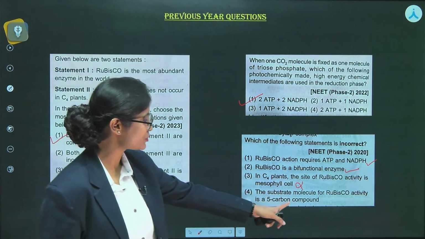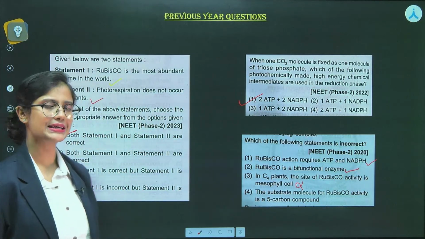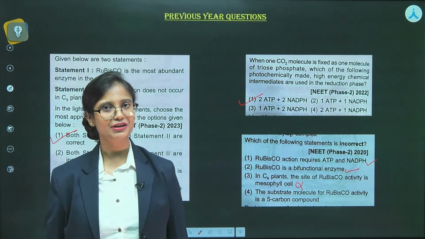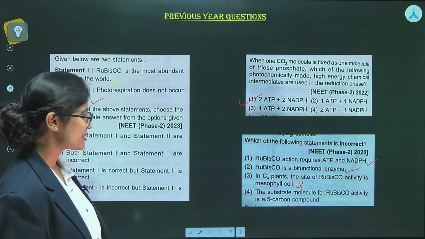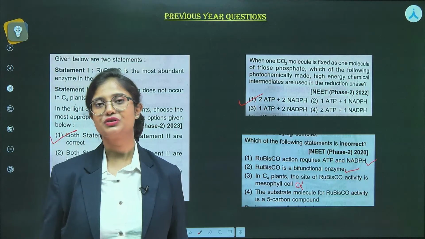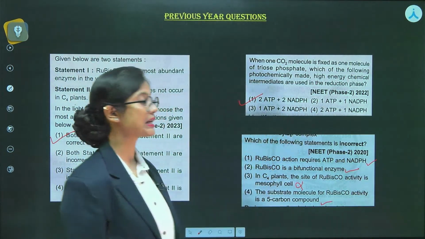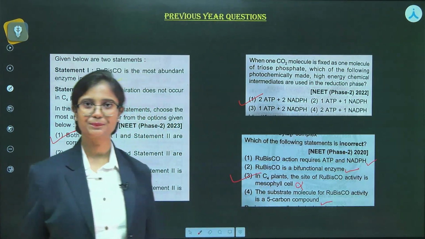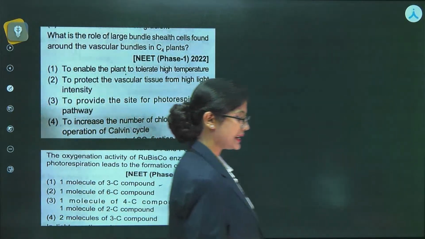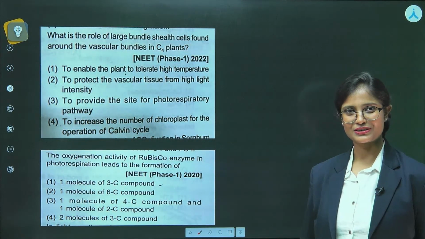Next one is, the substrate molecule for Rubisco activity is a 5-carbon compound. So yes, it is absolutely correct. If we talk about the C3 pathway, the substrate compound is RuBP, which is a 5-carbon compound. In this question, we have to see the incorrect statement. Therefore, the correct answer is option 3. Let's move ahead with the next question, that is from the NEET Phase 1 2022.